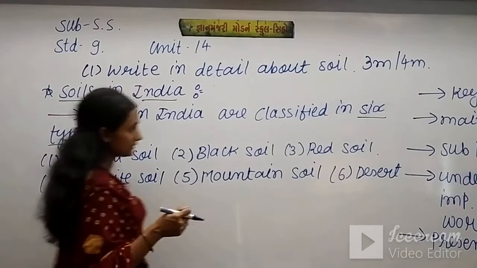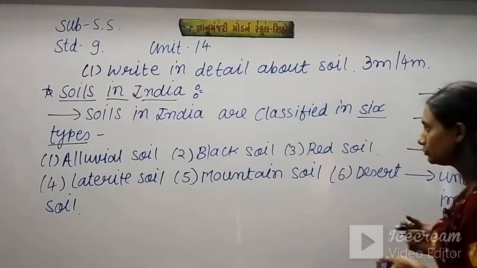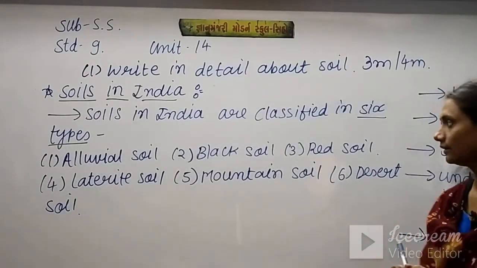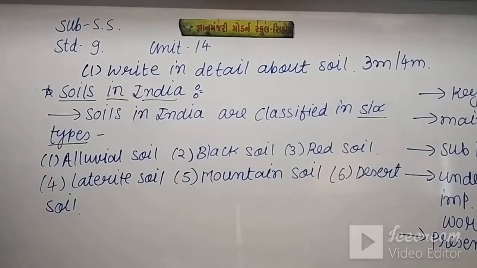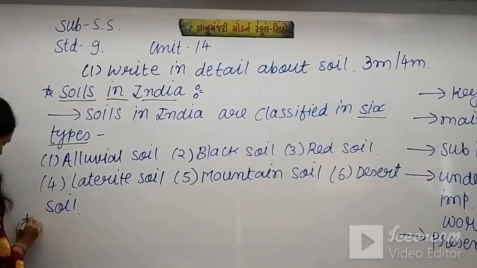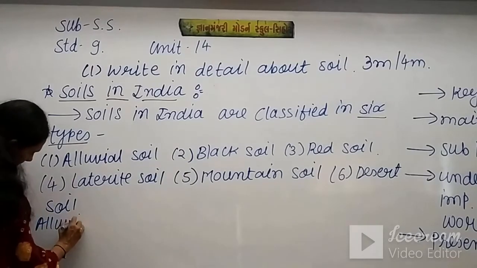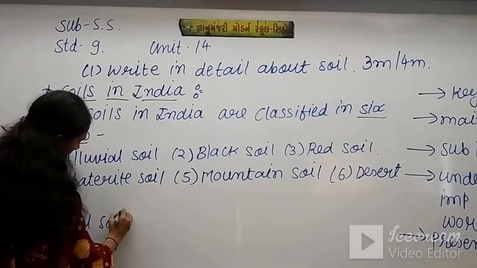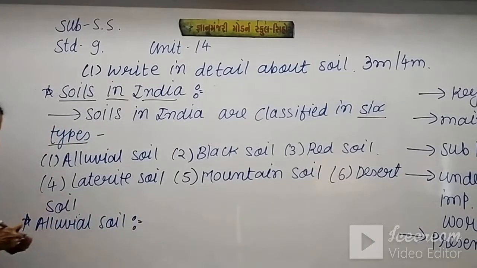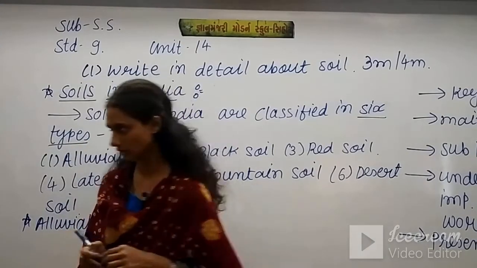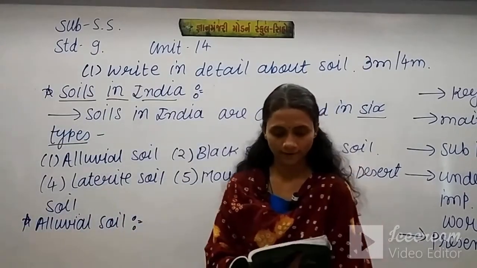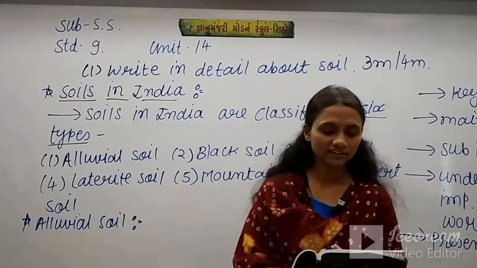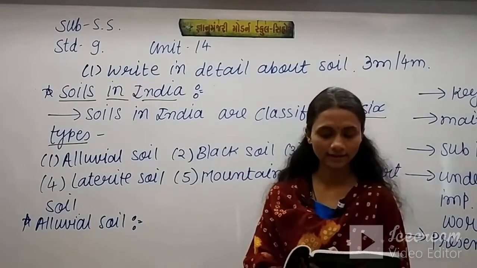Now the next step is sub points, means we'll have to discuss these points one by one. So first we'll go for alluvial soil. As it is a 4 marks question, this much detailed information is needed. Now what to write in alluvial soil? First let me explain it.